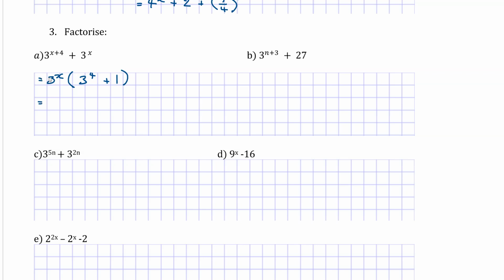And if we wanted to go a little bit further, we could go 3 to the power of x. Then we can evaluate 3 to the power of 4, which is equal to 3, 9, 27, then 81 plus 1. And then we find that it's 3 to the x times 82. So we could write it either as 82 times 3 to the x, or we could simply leave it in this form here. Whichever way is the most expedient to represent it.